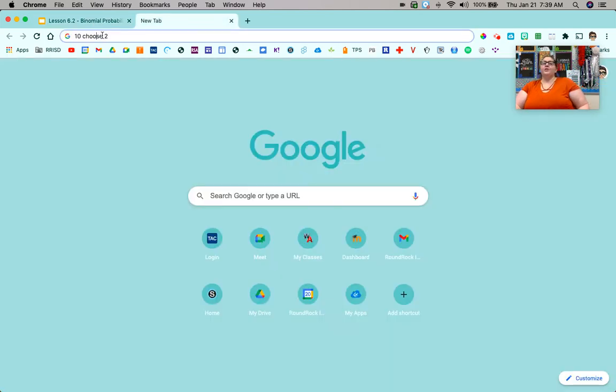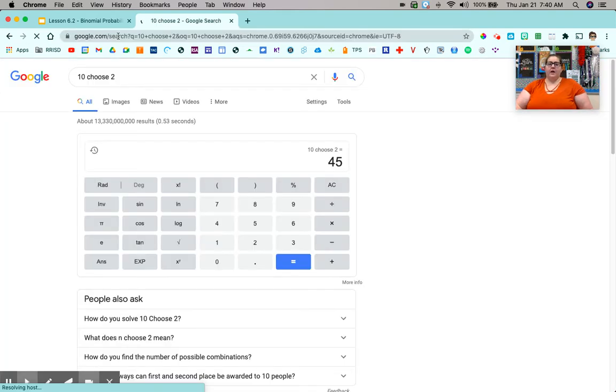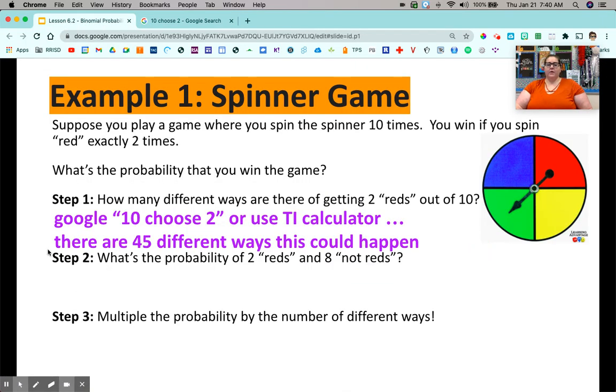And then we want choose 2, meaning we want 2 of them to be red. So if I type 10 choose 2 and push enter, Google will tell you that there are 45 different ways that can happen, which is really handy. So we know that there are 45 different ways that I could get 2 reds out of 10. Again, the first 2, not the last 8, the first and the third, and not anything else. There are all these different ways. The calculator just told us there are 45.